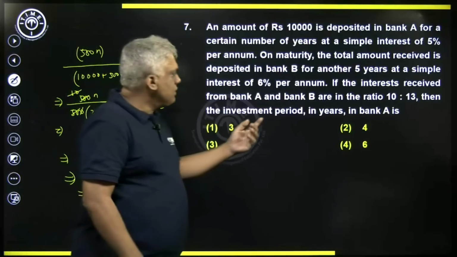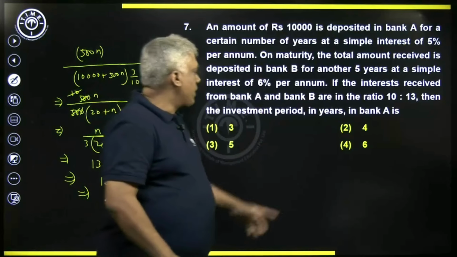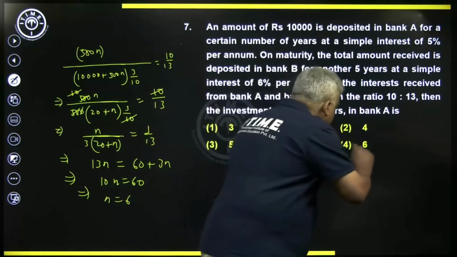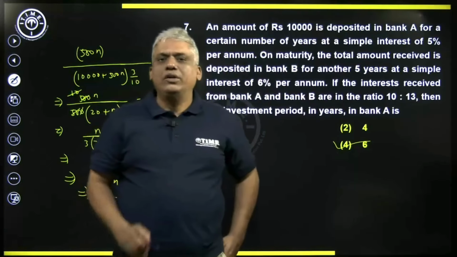So, the time period in years for bank A is 6 years, that is option 4. I hope this is clear.